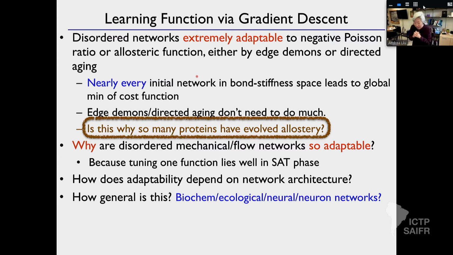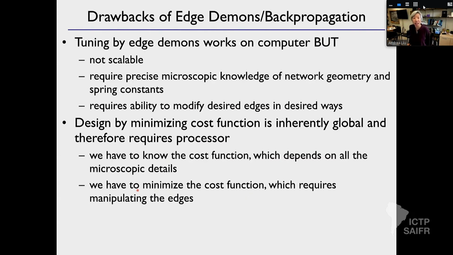Now, this brown line is my bullshit line. This is what Sid calls the bullshit line. Up to now, you should believe everything I told you, because it's based on our findings. Once I descend below the bullshit line, though, you can take it for what it's worth. The speculation is that maybe this is why so many proteins have managed to evolve allostery. This is why it's so common, because it's really very easy. They have tons of degrees of freedom to do it. And so even evolution, natural selection, can get us there. And why is that? Because tuning one function lies well in the satisfiability state. There are lots of interesting questions, but let me get on.